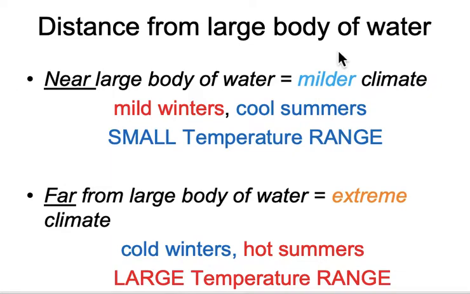If you live far from a large body of water, we call this an extreme climate because you're looking at land heating up fast in the summer, making it very hot, and land cooling down very quickly in the winter, making it cold. So this makes for a really large temperature range. So the middle of a continent would tend to have extreme climate. Near the coasts tends to have a mild climate. And people tend to generally prefer mild climates, which is why most big population centers tend to be on the coasts.